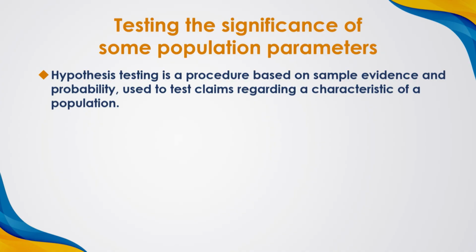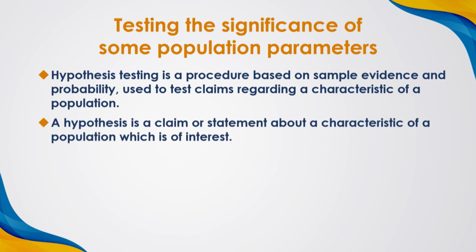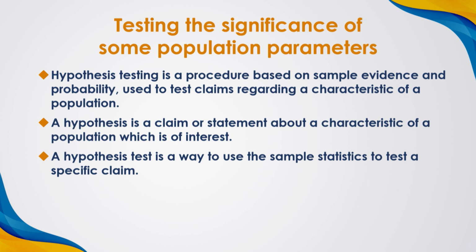Welcome back, dear students. Let us discuss the third part of this lesson, which covers test statistics and some parametric tests. Testing the significance of some population parameters, in which hypothesis testing is a procedure based on sample evidence and probability. It is used to test claims regarding a characteristic of a population. A hypothesis is a claim or a statement about a characteristic of a population which is of interest. A hypothesis test is a way to use a sample statistic to test a specific claim.